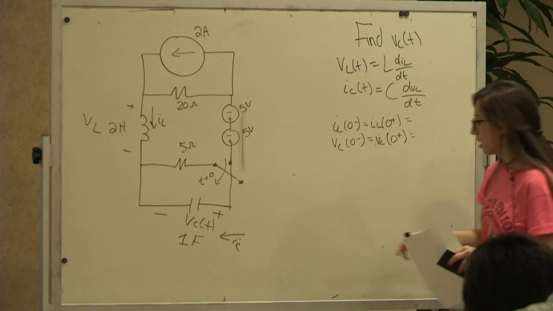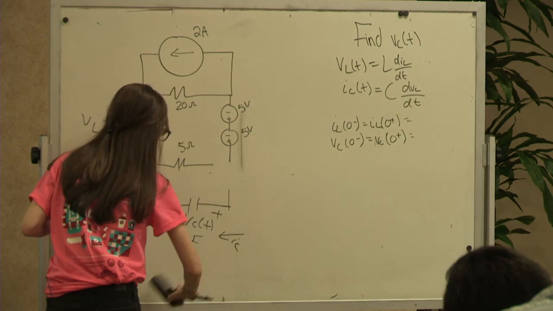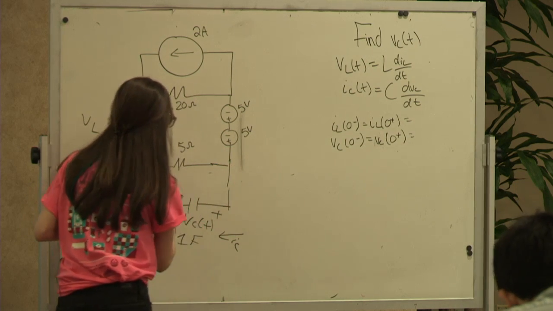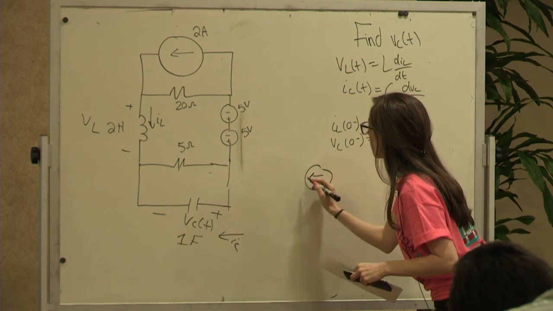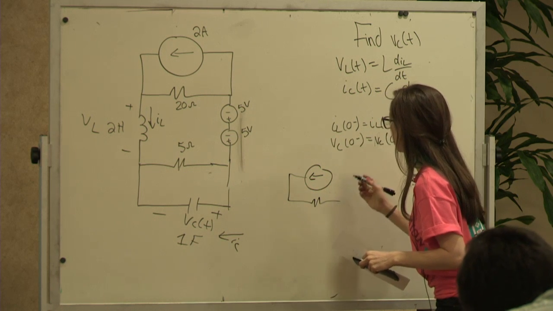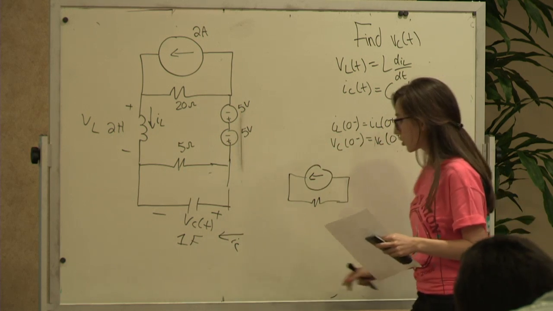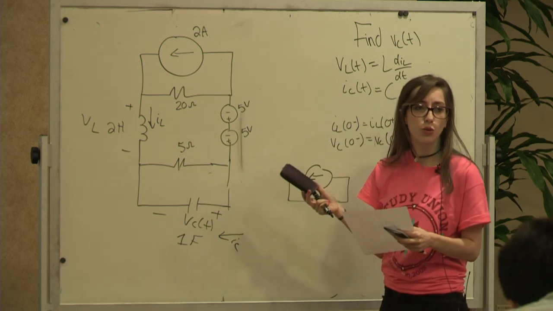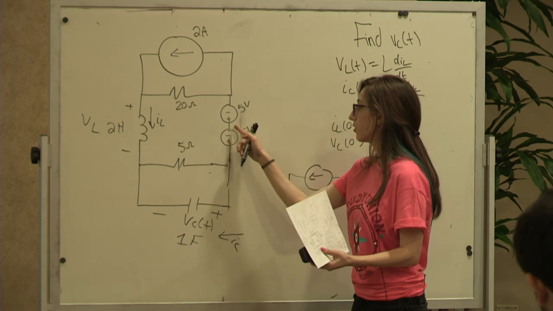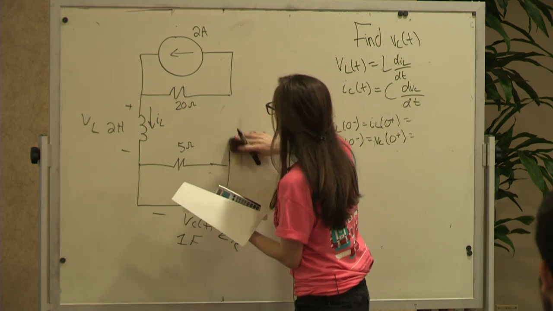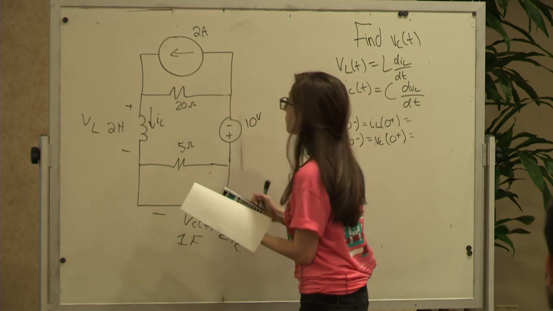Okay, so initial conditions. This is closed for a long time, and then it opens. I'll just redraw it. I also put this in there just to show you that if you did get two sources in series, you could just add them. It's like a KVL, so plus 5 plus 5. So that'll just be 10 with the same polarity.